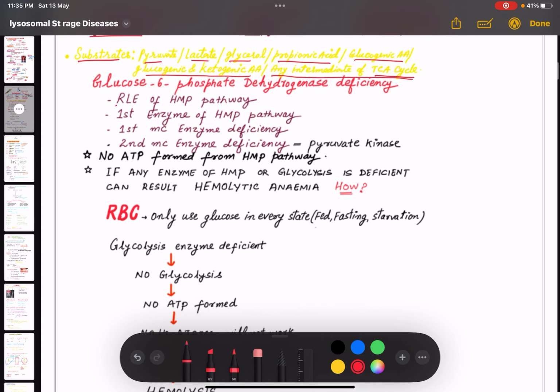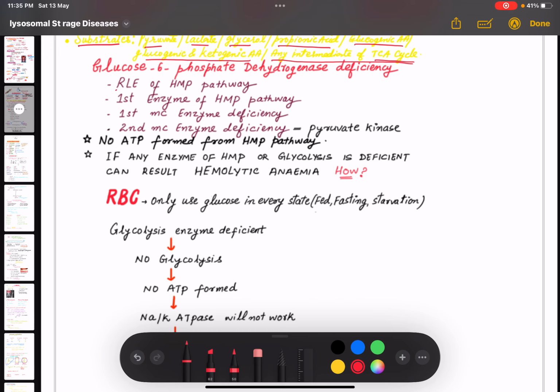Now let's see another important topic, that is glucose 6 phosphate dehydrogenase deficiency, or simply G6PD deficiency. Let's see some important points about this enzyme: it is the rate limiting enzyme of hexose monophosphate pathway, or it is the first enzyme of HMP pathway, and it is the most common enzyme deficiency. And what is the second most common enzyme deficiency? That is pyruvate kinase deficiency, which is the enzyme of glycolysis.